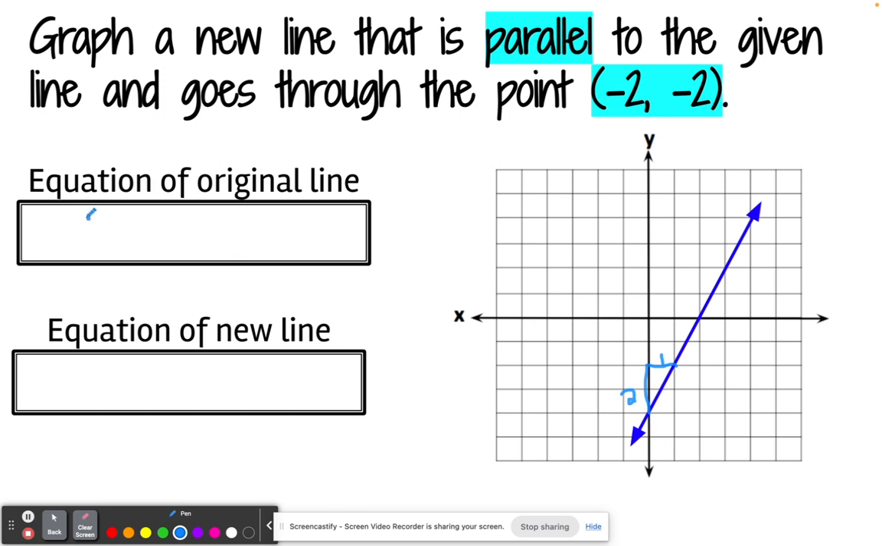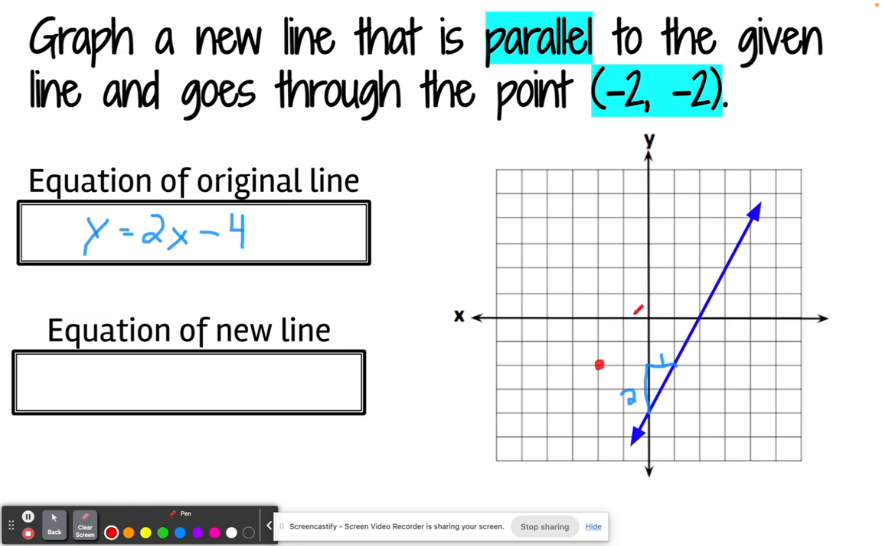So my original line is y equals 2x minus 4. But I want a line that goes through this point. Well, let's find that point first. Negative 2, 1, 2. So this is the point I want to start from.